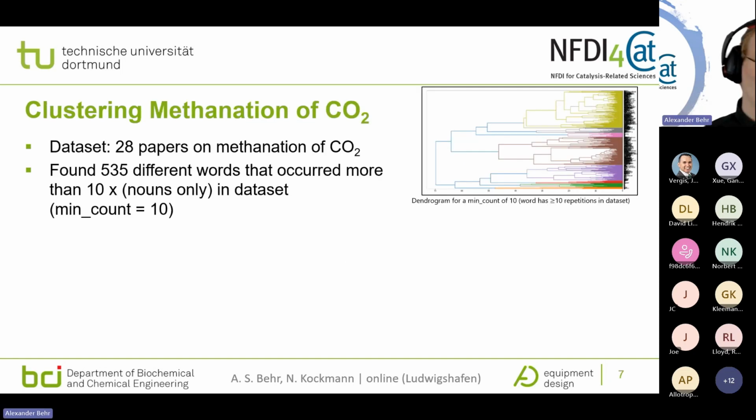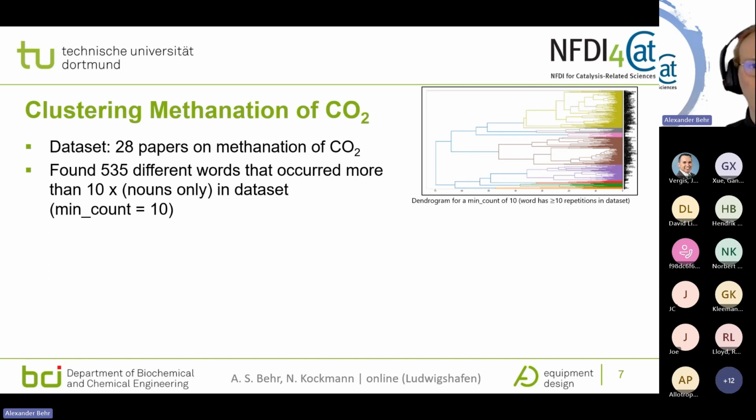With this, we went to a data set of 28 papers on methanation of CO2. And we found about 535 different words that occurred more than 10 times, so a min count of 10 in our data set. On the top right-hand side, you can see a resulting dendrogram where we have listed for each word the nearest other token, so to say. So you can kind of see where we are going. It already looks hierarchical.